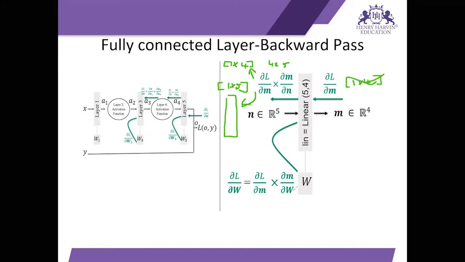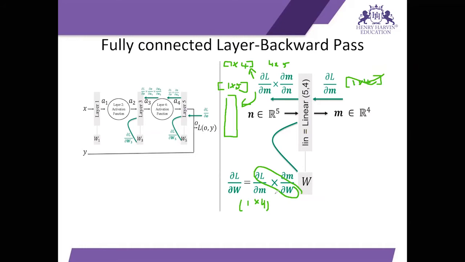We want to take a step in the direction, so we want to find out dou L by dou W. What is dou L by dou M? This is what we are getting from here, that is 1 cross 4. And what is dou M by dou W? This is actually a Jacobian. Now dou M by dou W is a Jacobian.